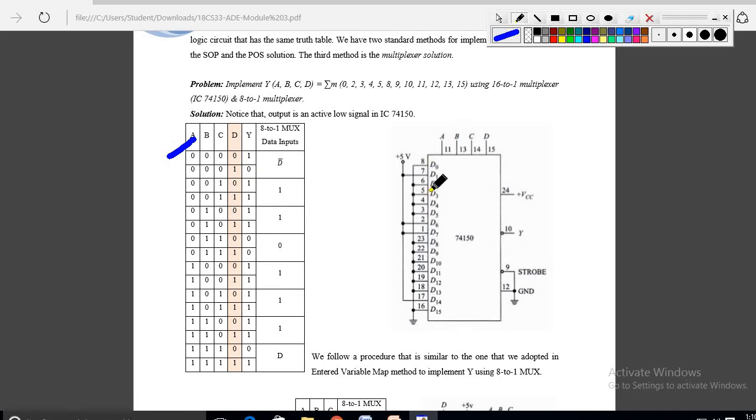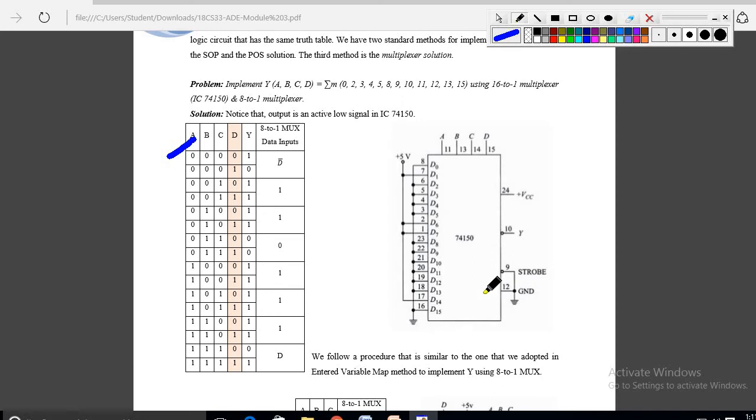Okay, see here in this truth table, particularly 0, 1, 2, 3. 2, 3 will be connected to 1. Data input connected to 1 means I need to connect these two data inputs to plus 5 volts. If it is 0, I need to connect it to ground. In this way you have to use whatever truth table is in your IC.